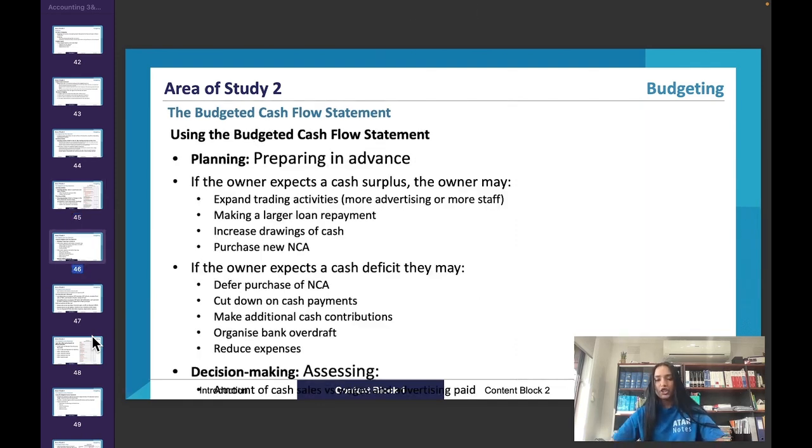We use our budgeted cash flow statement to plan and prepare in advance. So if the business is expecting a cash surplus, or extra cash basically, then the business owner could decide to use that extra cash to expand the business, pay off debts, make drawings, or purchase a new non-current asset. Or, like I was saying before, put money away in a term deposit to earn interest. If the business is expecting a cash deficit, then the business owner could decide to delay the purchase of a non-current asset.